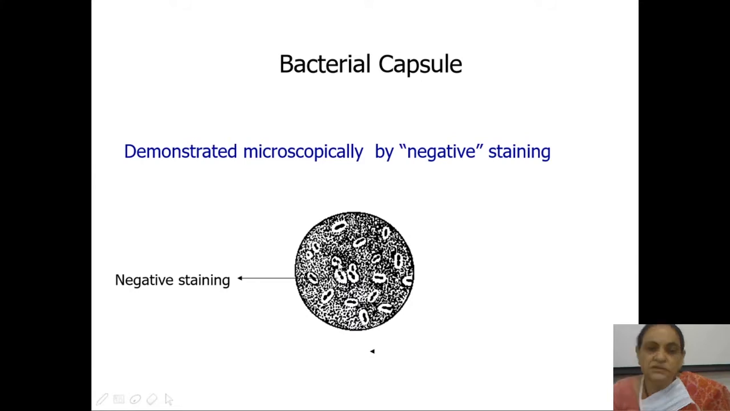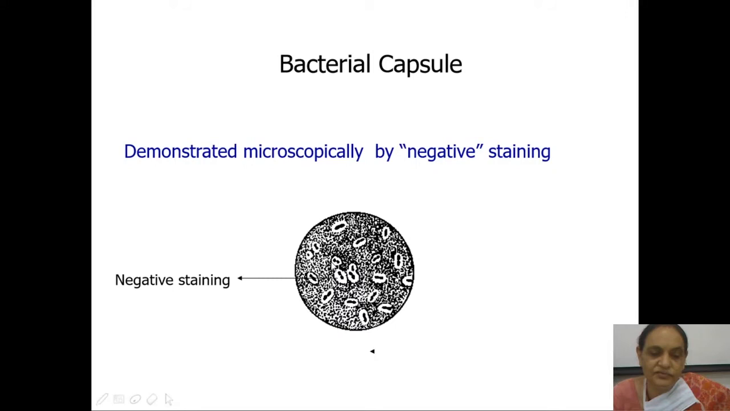India ink is the most commonly used negative stain. For bacteria, we don't generally use negative staining because we have gram staining, but this is used in mycology for Cryptococcus neoformans, which you will again be introduced to in the introduction to mycology.